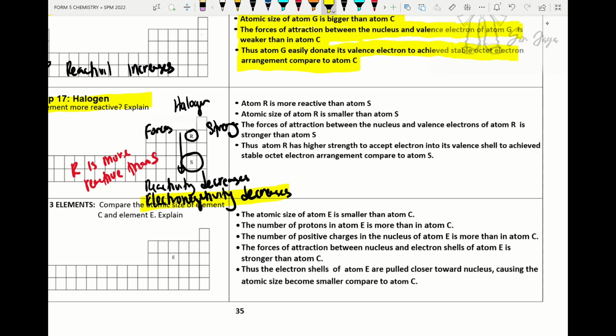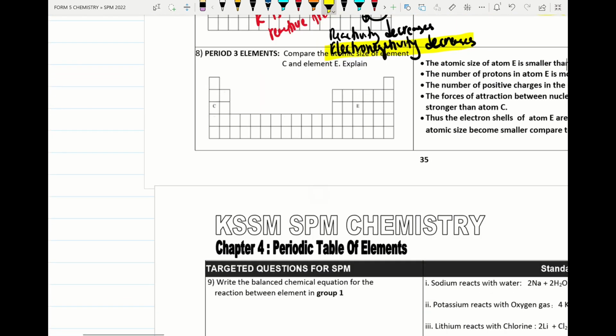All right, so how to explain this one? Atom R is more reactive than atom S. Atomic size of R is smaller than atom S. Therefore, the forces of attraction between the nucleus and the valence electrons of atom R is stronger than atom S. Thus, atom R has higher strength to accept electron into its valence shell to achieve stable octet electron arrangement compared to atom S. Therefore, R is more reactive than atom S. All right, so we move on to the next question.